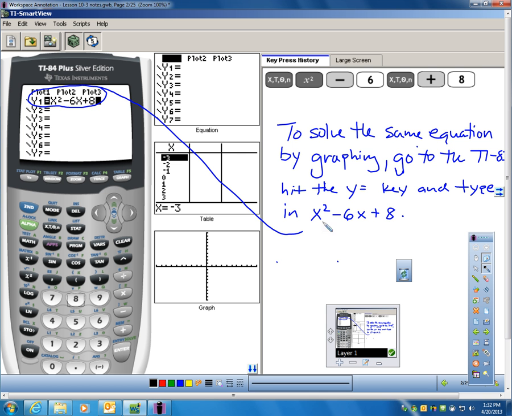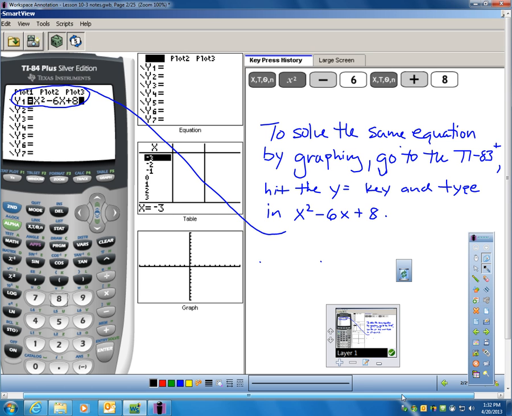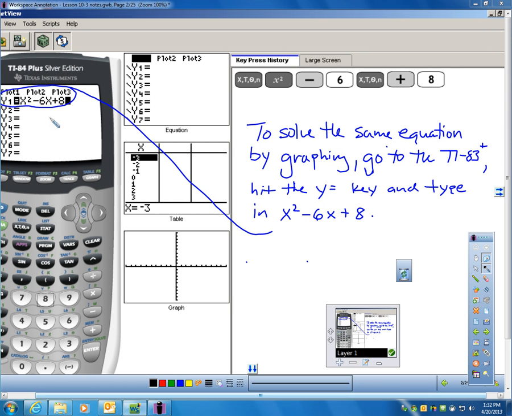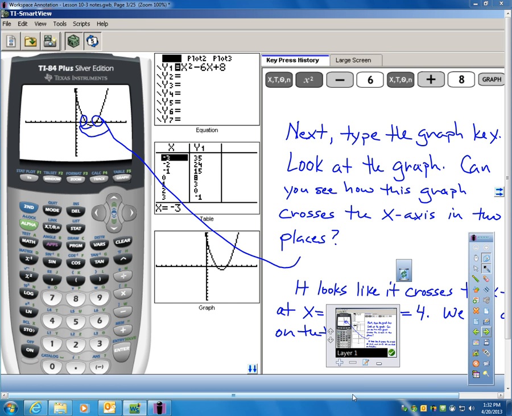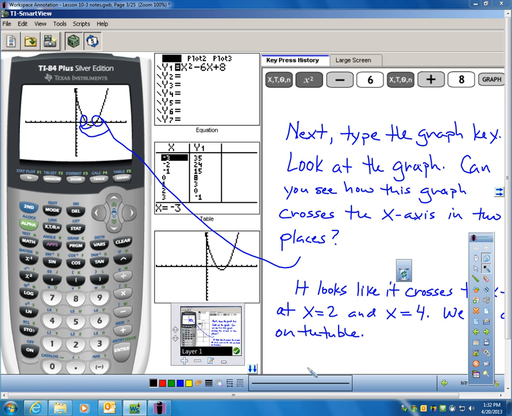First of all, take that equation and type it in your calculator using the y equals key. And you can see an image of that here. I hit the y equals button, and I typed in x squared minus 6x plus 8. I did that first. Then I'm going to hit the graph key, and I'm actually going to take a look at the graph.